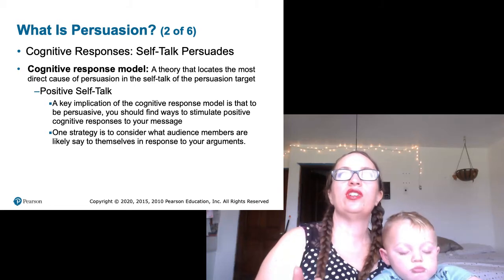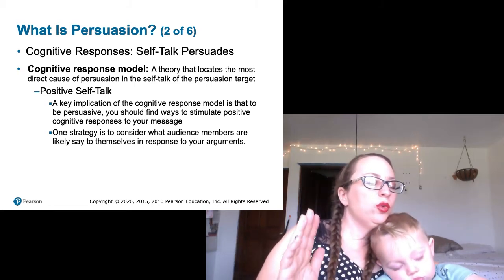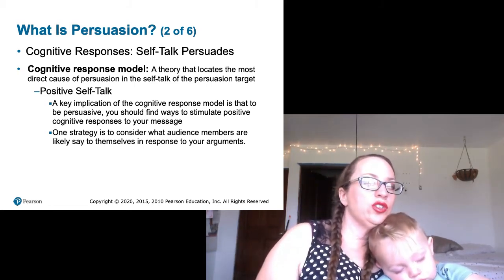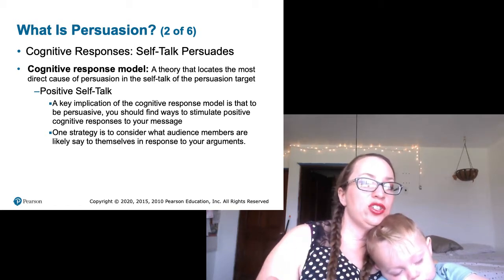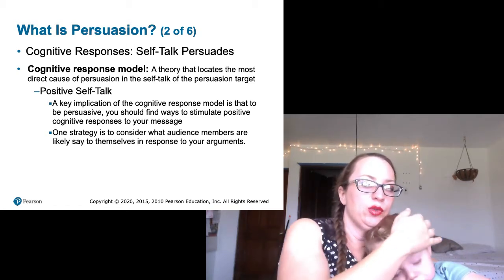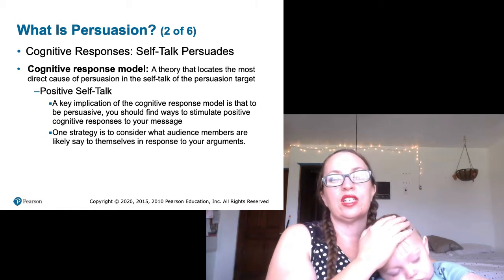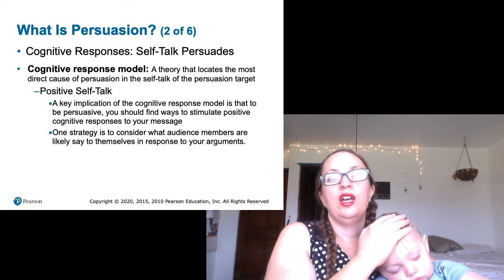So if I try to convince you to become Mormon, what goes on in your brain? What do you think? What do you say to yourself? You can learn more about attitude change and persuasion by studying that than any other type of technique. Okay, that's the cognitive response model.